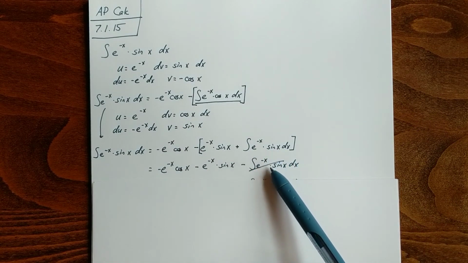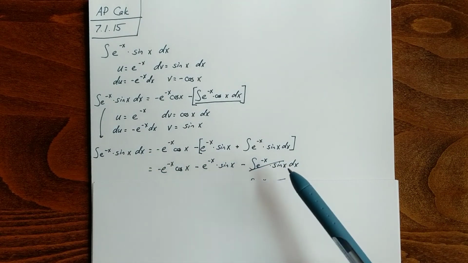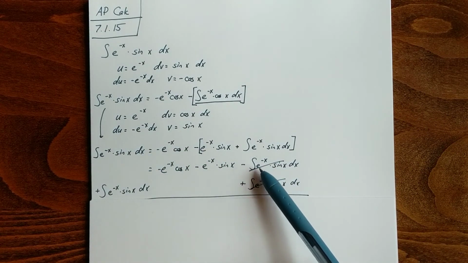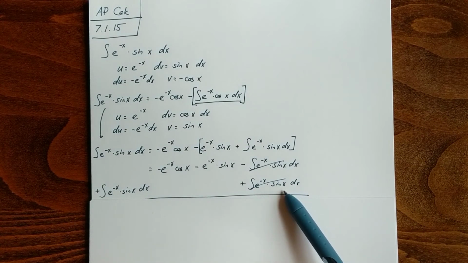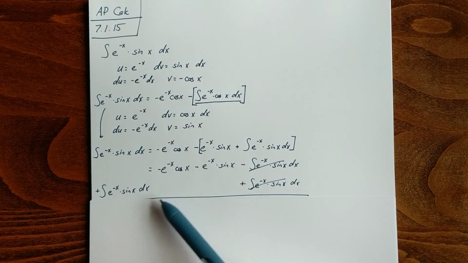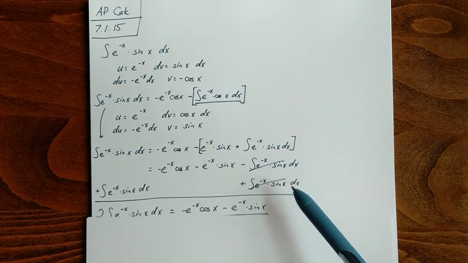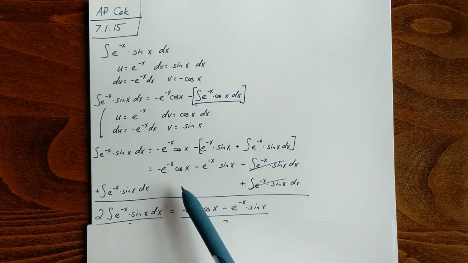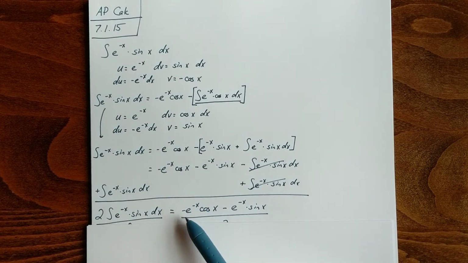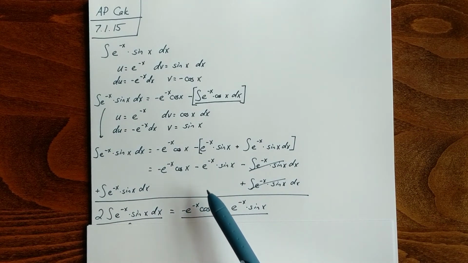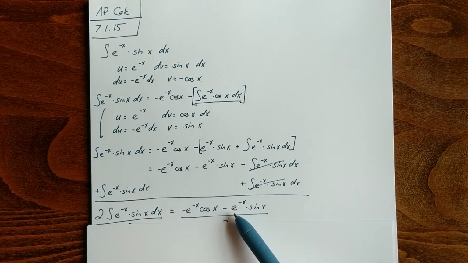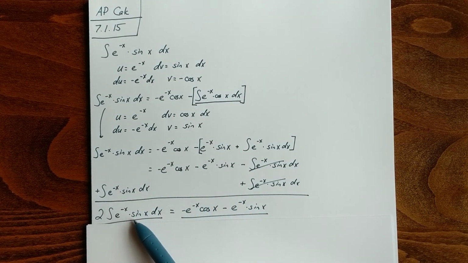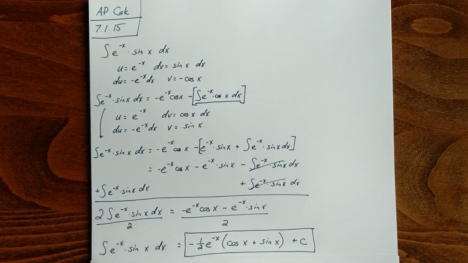But again, recognizing this now as the same integral we began with, we're going to bring it from the right side over to the left by adding this integral term to both sides, once on the right and once on the left. And we can see that these two terms right here are going to cancel each other out. These two are going to combine to make a 2 integral of e to the negative x sine of x dx equals, and here was the first uv term, negative e to the negative x cosine of x, and then minus the second uv term, minus e to the negative x sine of x. Well, that integral right there is the one we were looking for, so we just divide both sides by 2, and we get our answer.